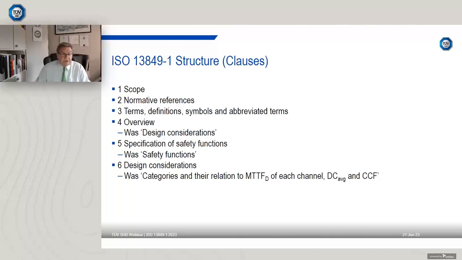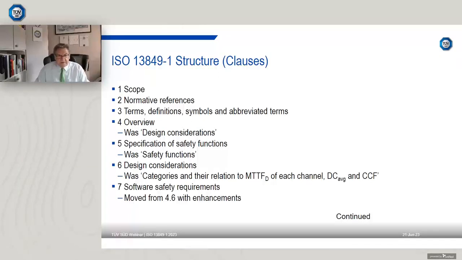Clause 6, design considerations, is where all the information about categories, MTTFD, diagnostic coverage and so on is found. It was called categories and their relation to MTTFD and common cause. All those parameters are retained pretty much as they were. There is one change that I want to bring to your attention, which is relatively significant, but the detail is very much as it is in version 3. I shouldn't call it the existing version because it's been superseded, but it hasn't really changed in many ways.